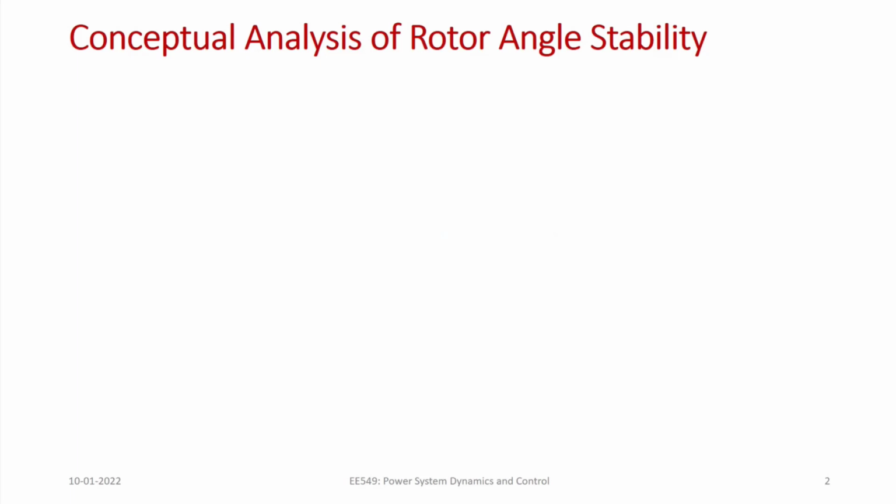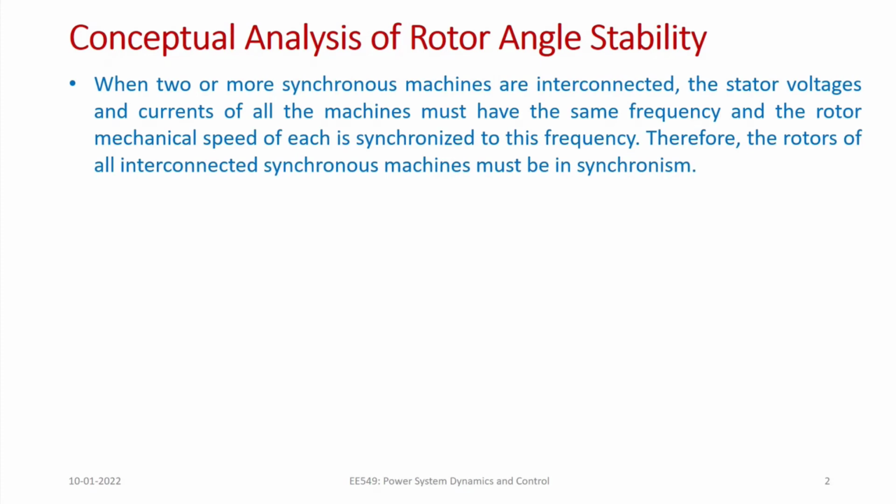So let us talk about the conceptual analysis of rotor angle stability. Already we discussed the definition of rotor angle stability, frequency stability, and voltage stability, and how they are classified into various types like small signal, small disturbance, large disturbance, short term and long term stability aspects. We discussed a little bit, and today we will discuss the conceptual analysis of rotor angle stability. What actually is rotor angle stability?